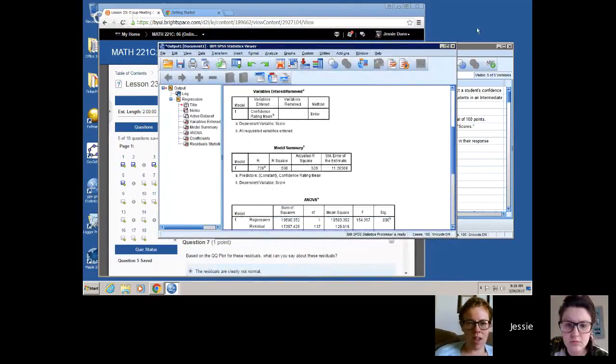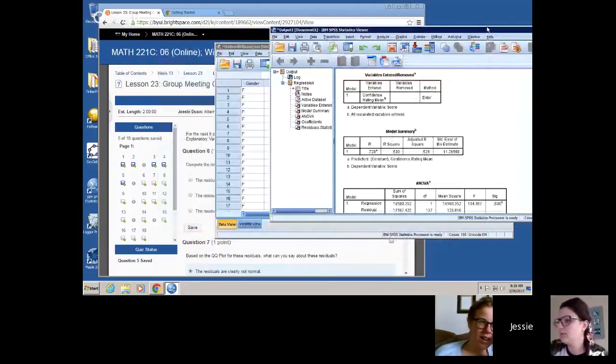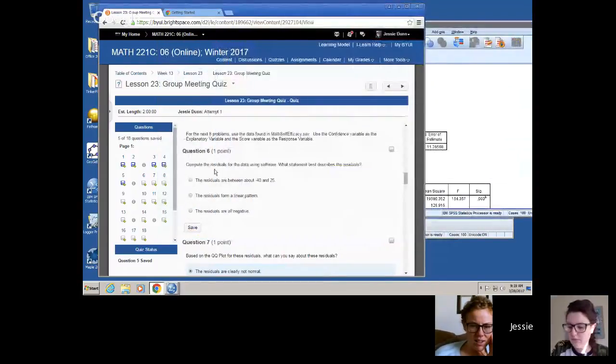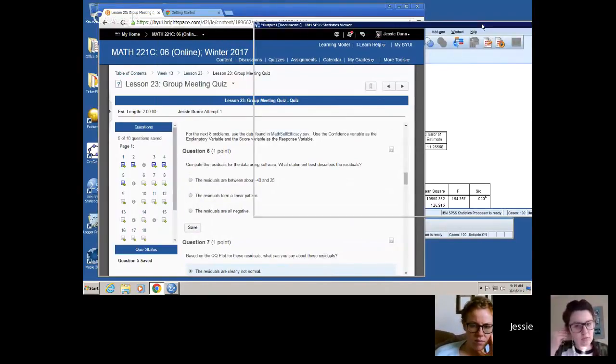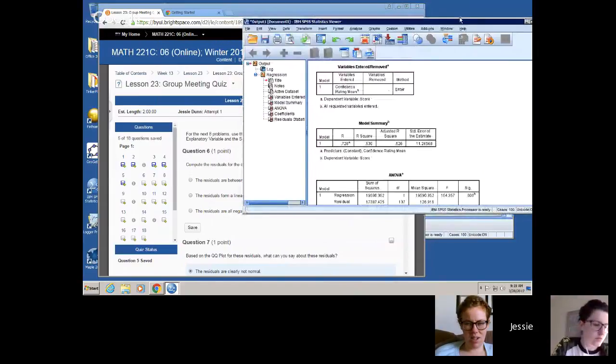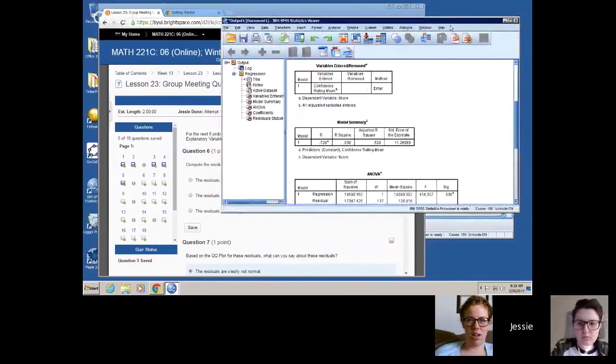And what was the question here? Okay, so now compute the residuals for the data using the software. What statement best describes the residuals? The residuals are between residuals from a linear pattern. The residuals are all negative. Okay, we could look at the residuals if they're between that.